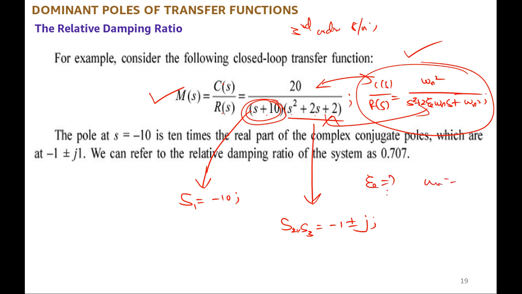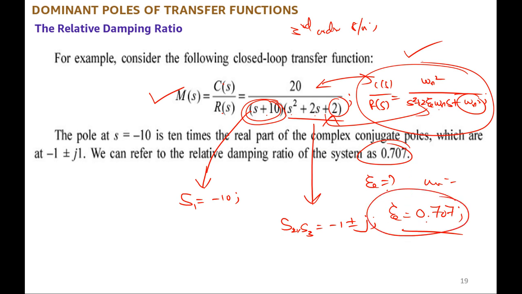If I find out the value of ζ, it turns out to be 0.707 here. You know how to find it out, I am not telling you, right? Compare: ωn² equal to 2, 2ζωn equal to 2. Find out the value, ζ equal to 0.707. And this ζ of 0.707 we call the relative damping ratio. Why, not simply damping ratio? Why do we call it the relative damping ratio?